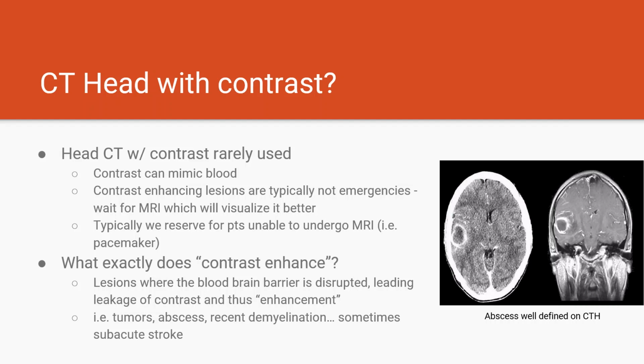What exactly is a contrast-enhancing lesion? And this is the same for CTs and MRIs. These lesions are where the blood-brain barrier is being disrupted, so it allows for contrast to leak out and cause enhancement. This is seen in a variety of diseases, but the most common ones are neoplastic, infectious, and inflammatory lesions. And then it's important to know also that subacute strokes can cause this at times. We don't use contrast-enhancing imaging to look for this, but you may see a stroke light up on a contrast-enhanced study, and I don't want to worry you.